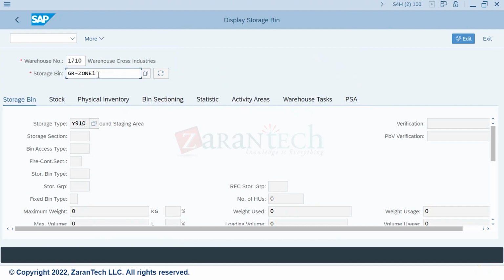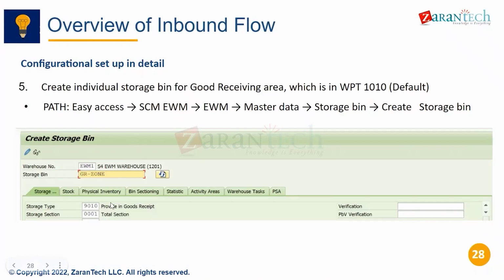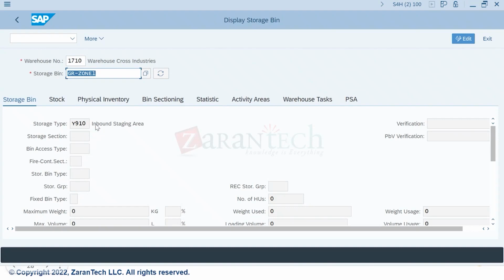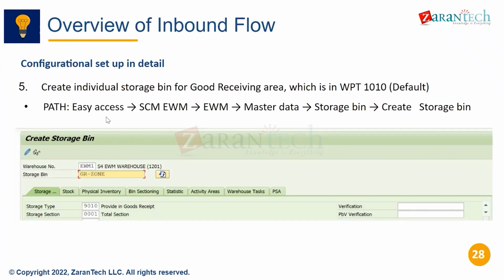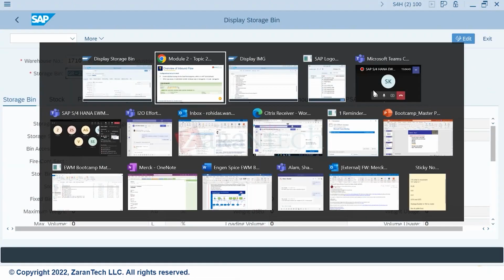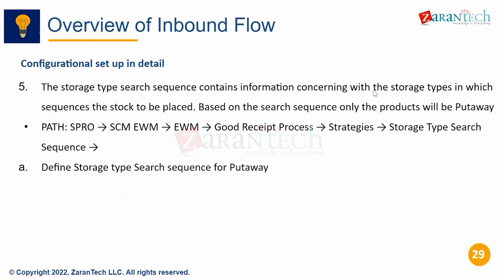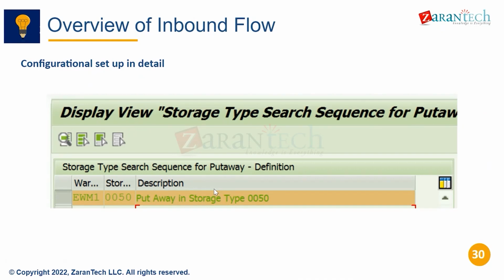For this inbound staging area, this bin is created, and this bin will be assigned to your particular WPT as soon as it is determined. WPT 1010 is the default WPT once a document is created in the EWM system. As I explained, these are the storage types or sequence, and how the settings should be done. You can refer to this PPT also for your understanding going forward.